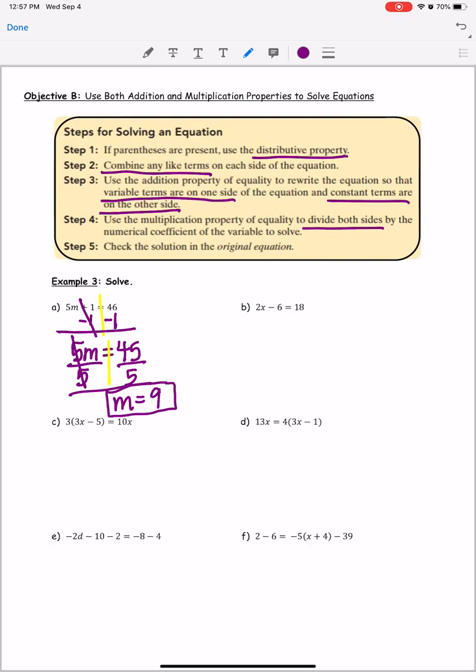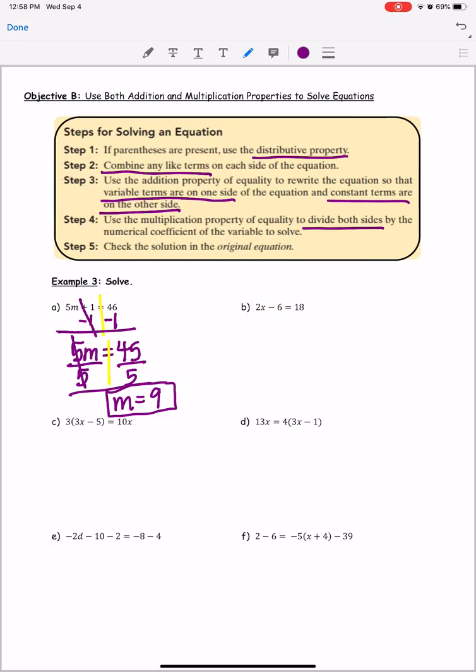Okay, let's try again. Here we have no parentheses, and I don't need to combine like terms. You can't combine like terms here. One has an x, one doesn't. This is just a term all by itself. So we're starting at step 3 again.